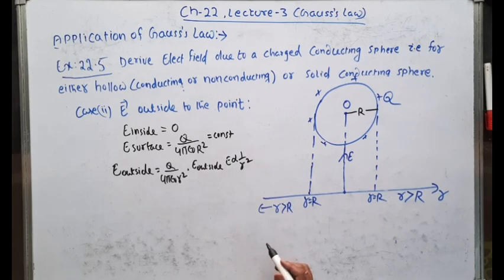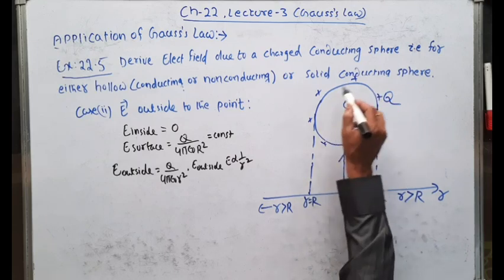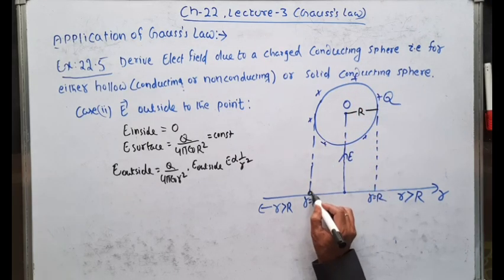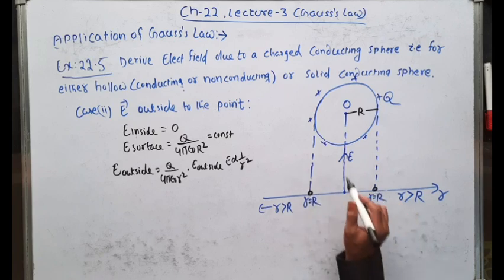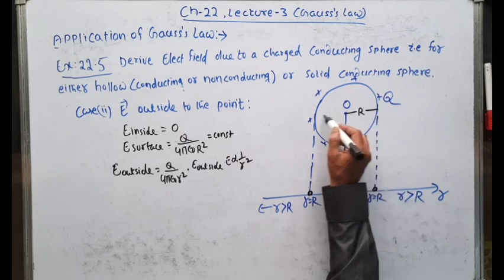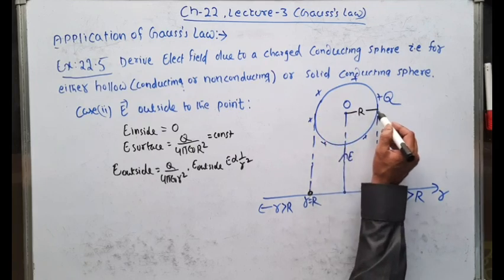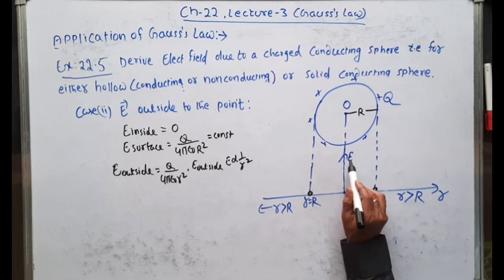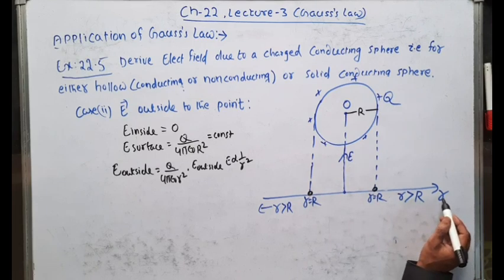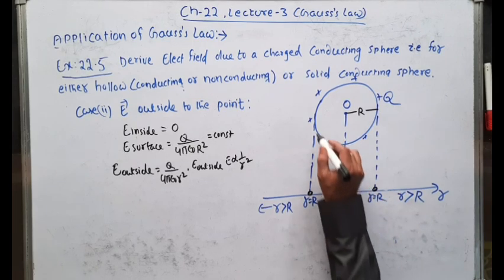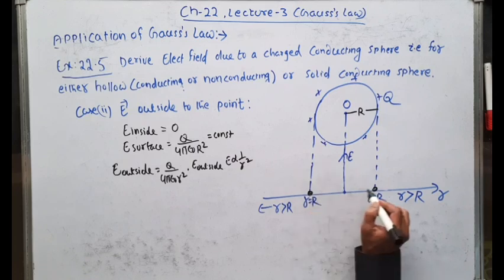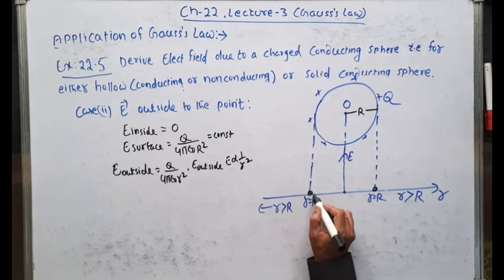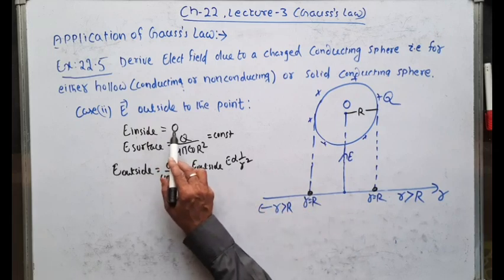Now if you draw the graph, this is the charged sphere, this is the center, and from this point to this point we get the internal points. Inside the sphere electric field intensity is 0. So we will draw a graph between electric field intensity versus distance from the center. Since this area is within the sphere, electric field intensity within the sphere is equal to 0.